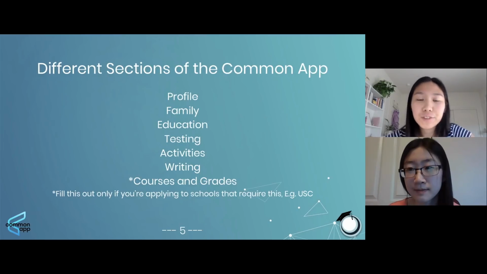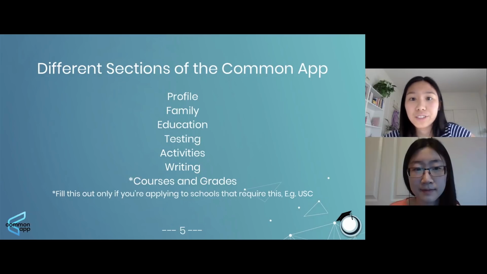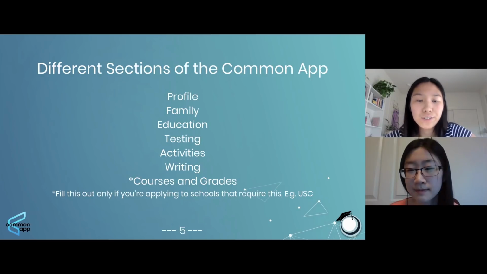Now, there are several different sections of the Common App, so I'll give an overview on this slide, and then we'll dive a little deeper throughout the presentation. First, there's the profile, and then the family, and then education, testing, activities, writing, courses, and grades. For courses and grades, I find that most people don't actually fill out that tab. Only if you're applying to a very specific school that requires it, like USC, do you have to fill that out.